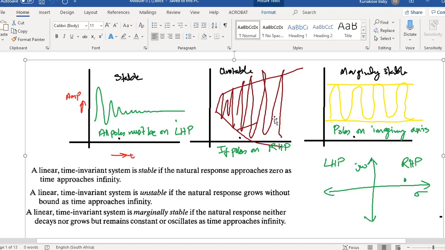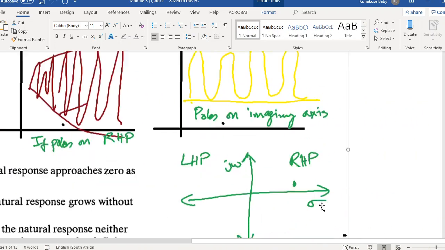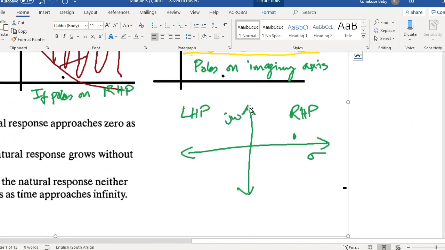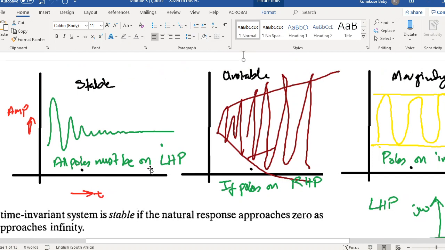So we can also link the stability of a system with respect to the location of the poles of the system. If you're having a stable system, you will see that all the poles must be on the left-hand plane. So where is the left-hand plane? Here we have an S-plane diagram. You have the left-hand plane on this side, and then you have the right-hand plane on this side. So for your system to be stable, all your poles should be on the left-hand plane.